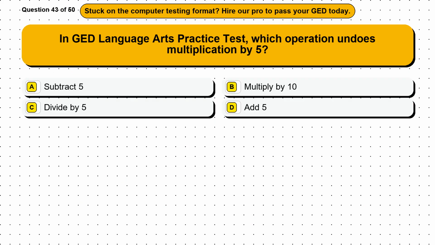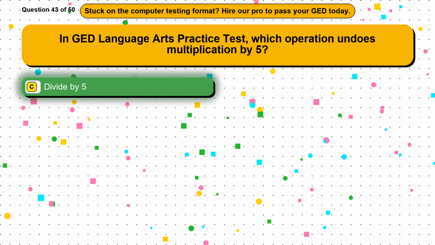Question 43. In GED language arts practice test, which operation undoes multiplication by 5? Option A, subtract 5. Option B, multiply by 10. Option C, divide by 5. Option D, add 5. The correct answer is option C.